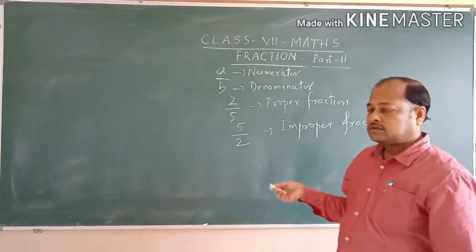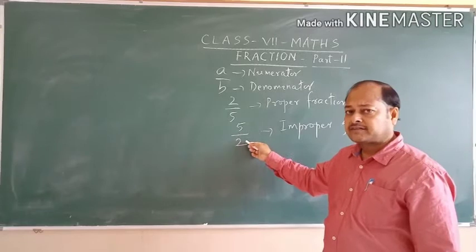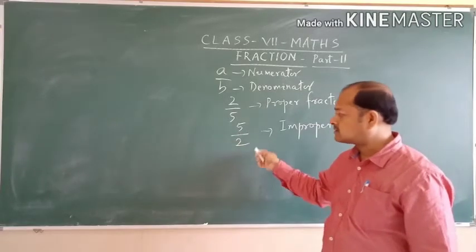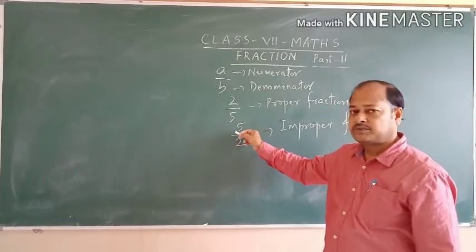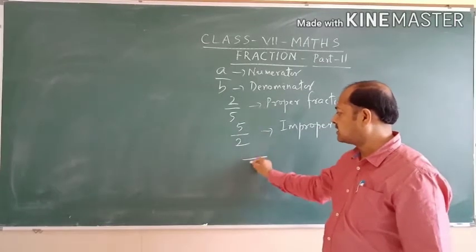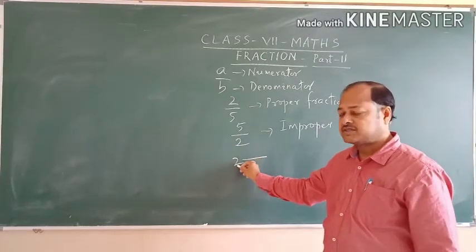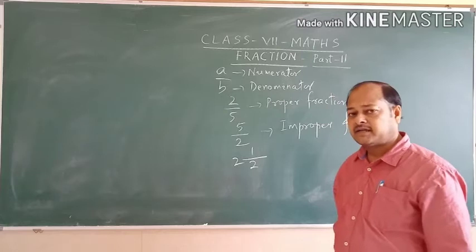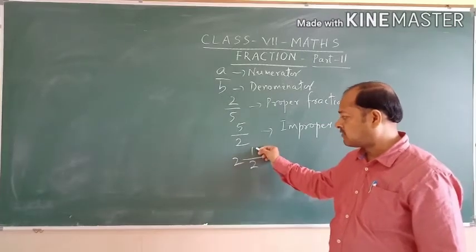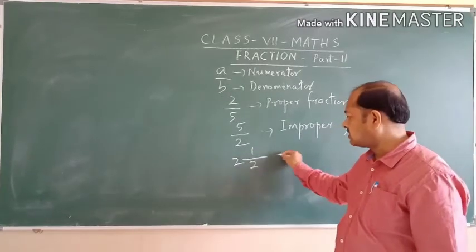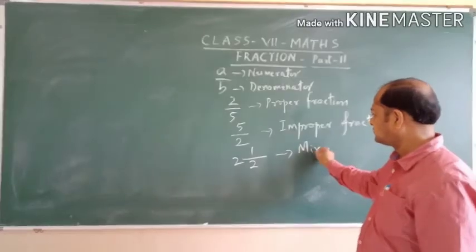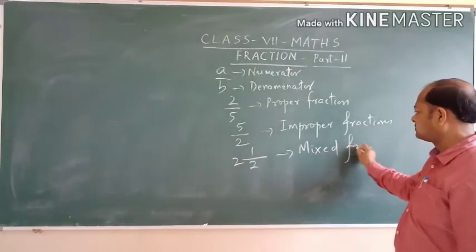Now, we can make the improper fraction into a mixed fraction. How? Divide 5 by 2. What is the quotient here? 2 is the quotient, and the remainder is 1. 2 times 2 is 4, 4 plus 1 is 5, 5 upon 2. So it is called a mixed fraction.